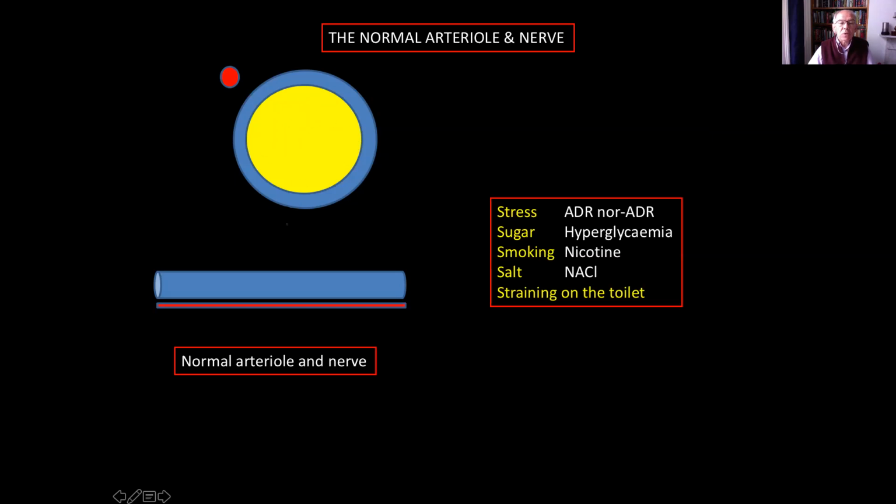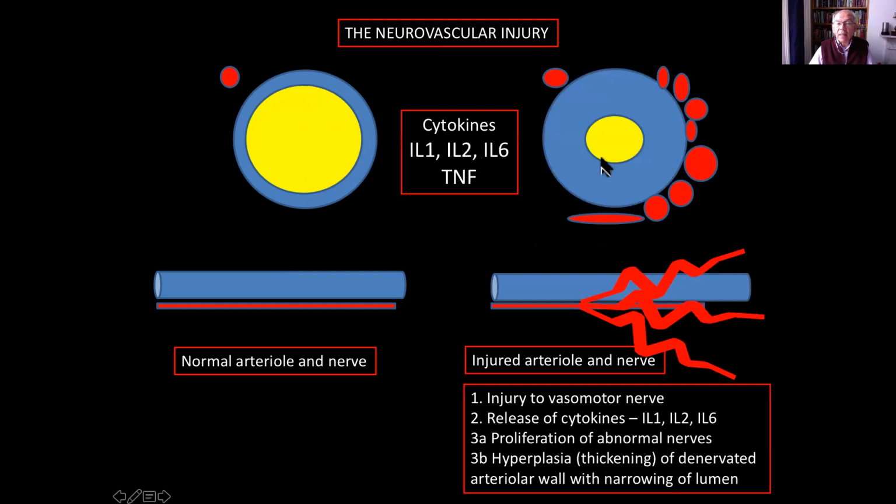So instead of a normal situation like this, you get this situation where you have a thickened vessel wall surrounded by injured nerves. And if you look in longitudinal section, you get this sort of appearance. And so you have this release of cytokines that has 2 key effects. First of all, the proliferation of abnormal nerves at the site of the injury, and hyperplasia, or thickening of the denervated arterial wall, with narrowing of the lumen, which contributes to hypertension in these subjects.